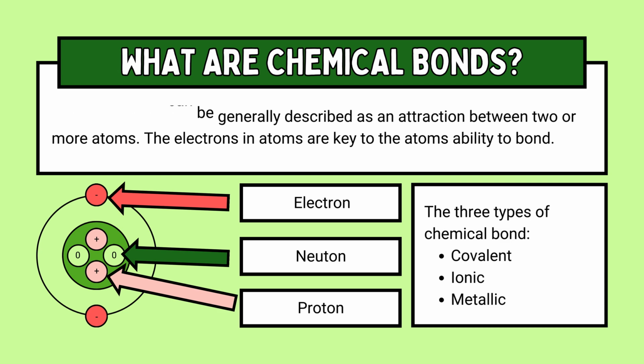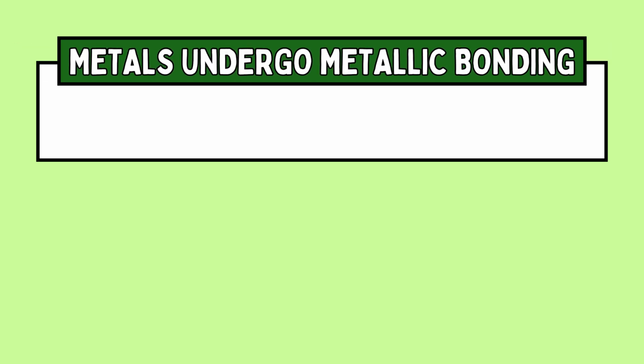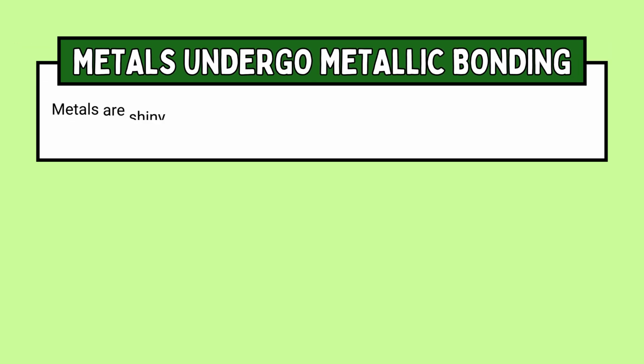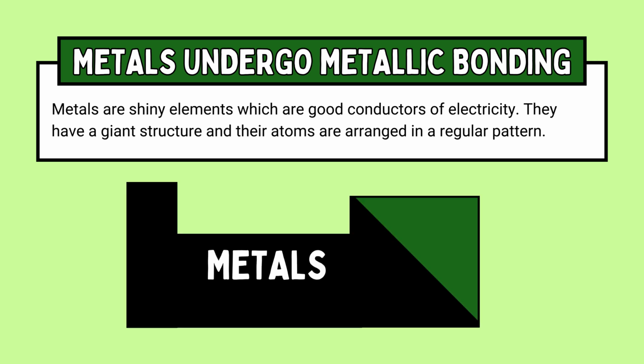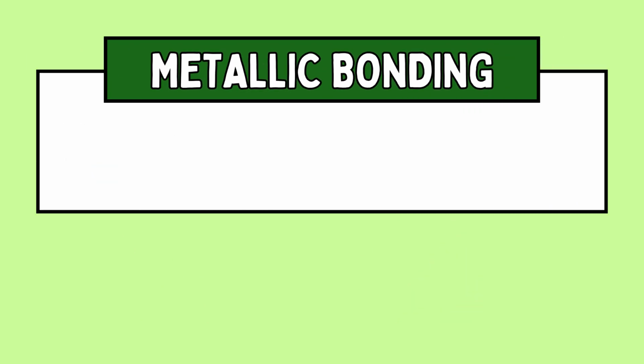In this video we will study about the role of metals, non-metals and zero group elements. First one is metals. Metals undergo metallic bonding. Metals are shiny elements which are good conductors of electricity. They have giant structures and their atoms are arranged in a regular pattern. Metals can be found on the left hand side, groups 1 and 2, and in the middle, transition metals of the periodic table.